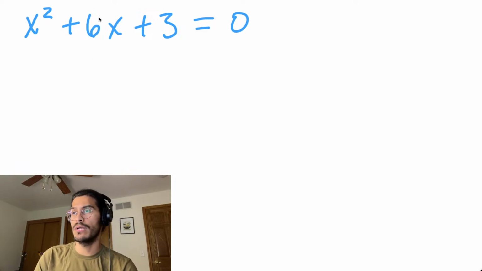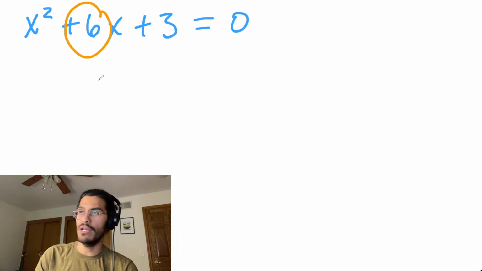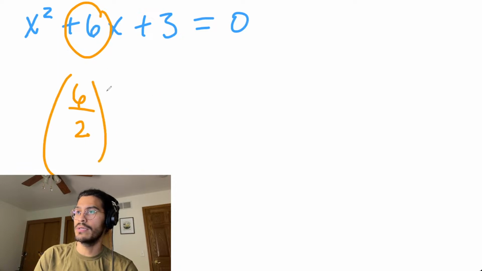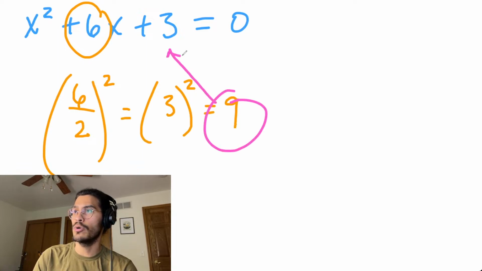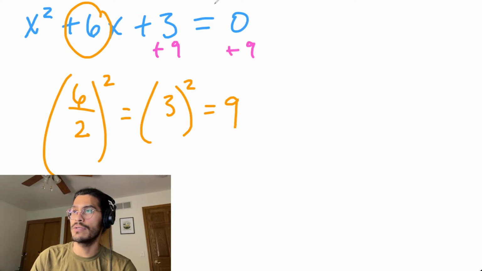So here's what we're going to do. You're going to take this number here, 6, and divide it by 2 and square it. 6 divided by 2 is 3. 3 squared is 9. So what we're going to do is take this back into our original equation and add 9 onto both sides.